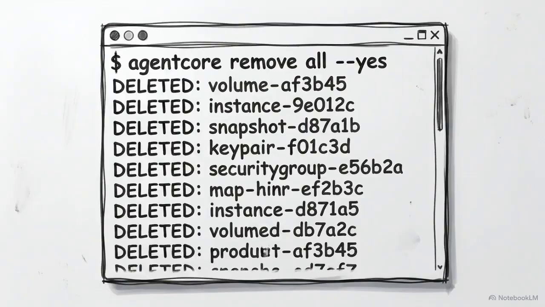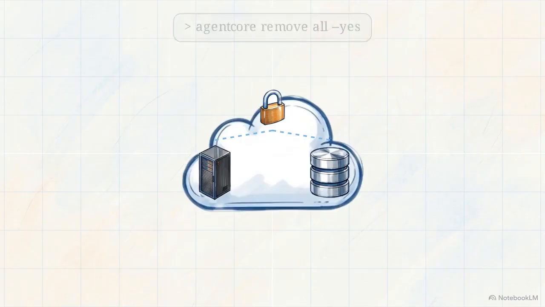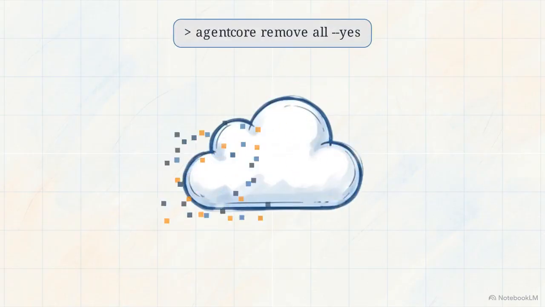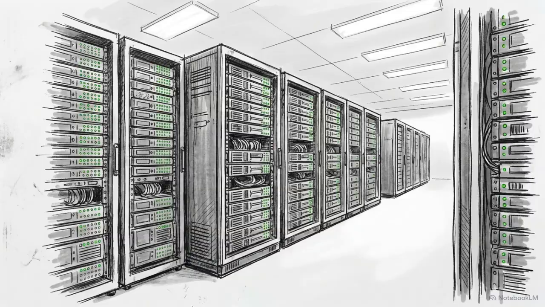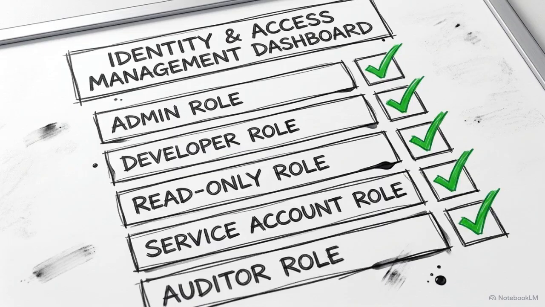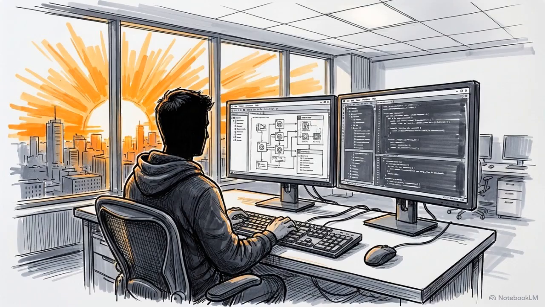When you finish testing, execute AgentCore remove all --yes followed by AgentCore deploy. This sequence aggressively deletes all provisioned AWS resources to prevent any passive billing accrual. You now command a repeatable, scalable framework to develop, validate, and securely host custom enterprise AI logic on AWS.